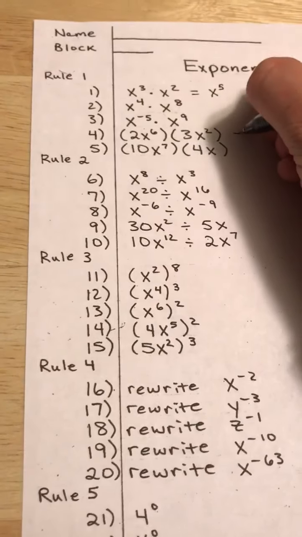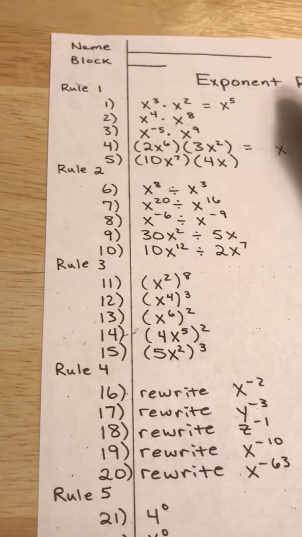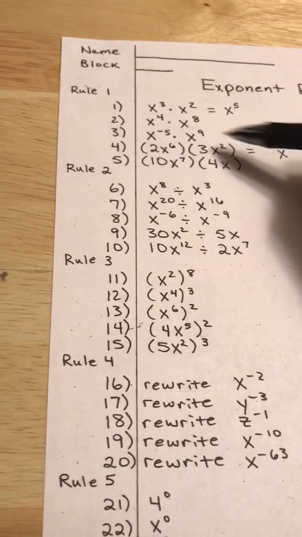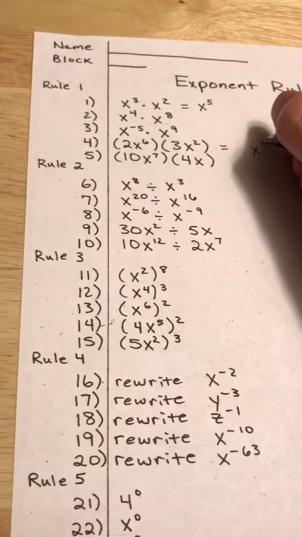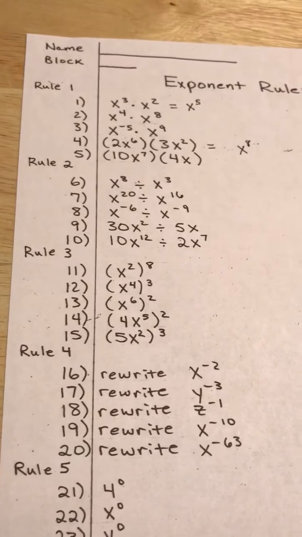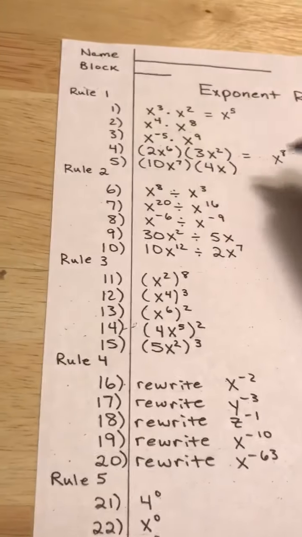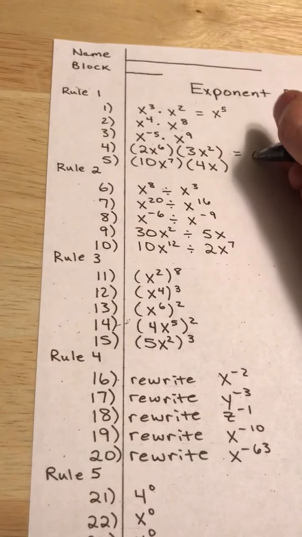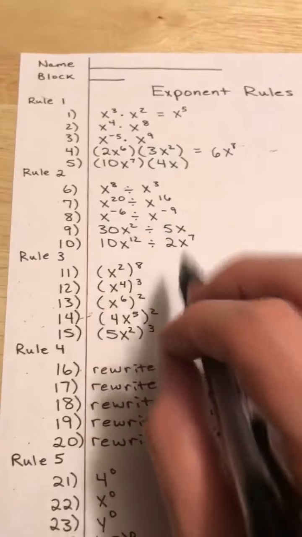For number 4, notice that we have the same variable x. We have 6 up here, we have 2 up here, so 6 plus 2, that's going to give me 8. And notice that we have 2 times 3 out in front. So 2 times 3 is going to give me 6. Okay? And number 5 is done the exact same way.